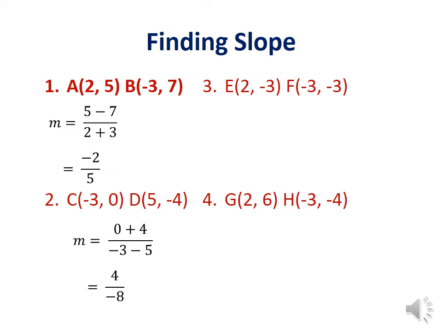The third one, here we have E equals (2, -3) and F equals (-3, -3).